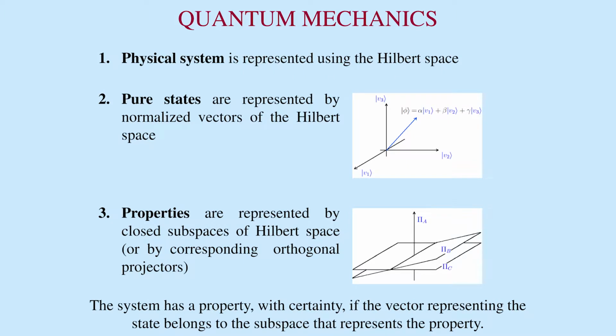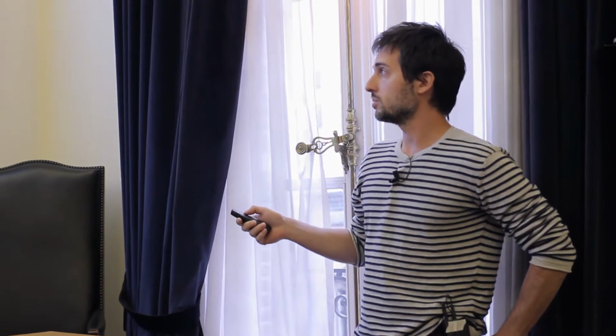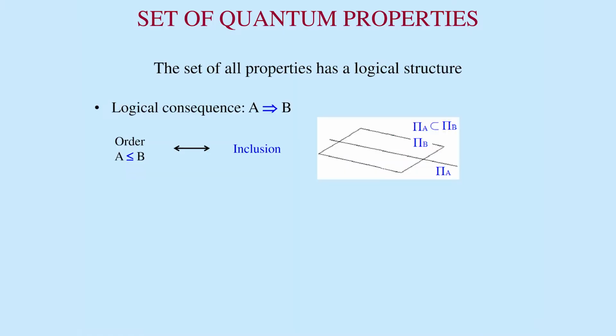Well, we say that a system has a property with certainty if the vector representing the state belongs to the subspace that represents the property. That is similar to what we have in classical mechanics. Well, we can also consider the set of all quantum properties, and we can see that it has a logical structure as well as classical properties, but it's a different structure.